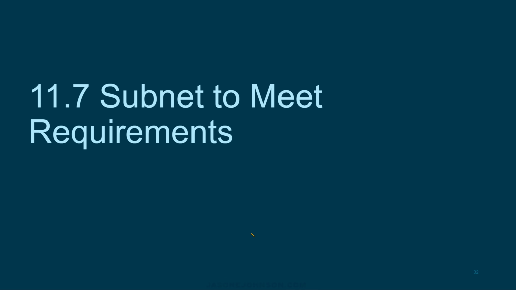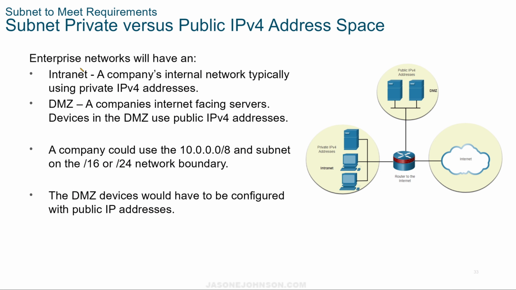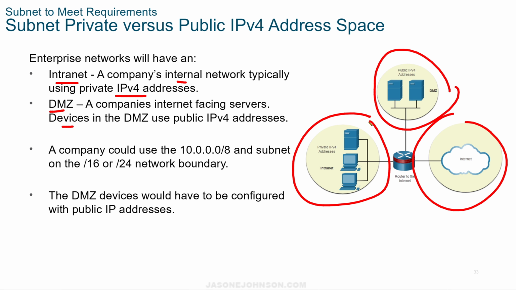Next, let's take a look at subnetting to meet requirements. An enterprise network will have an intranet, a company's internal network, typically using a private IPv4 address. And then we have a demilitarized zone, or DMZ, a company's internet-facing servers. So we have the external and the internal: we have our internet here, we have our DMZ, and then we have our internal intranet. A company could use 10.0.0.0/8 and subnet on the /16 or /24 network boundary, and the DMZ devices would have to be configured with public IP addresses.